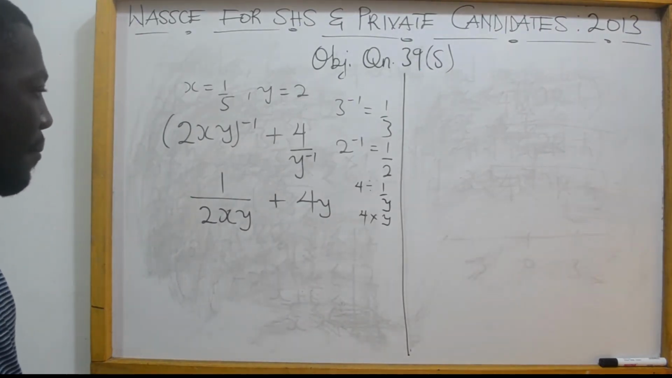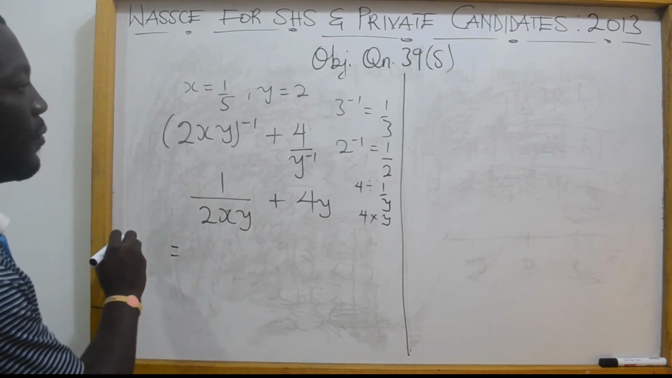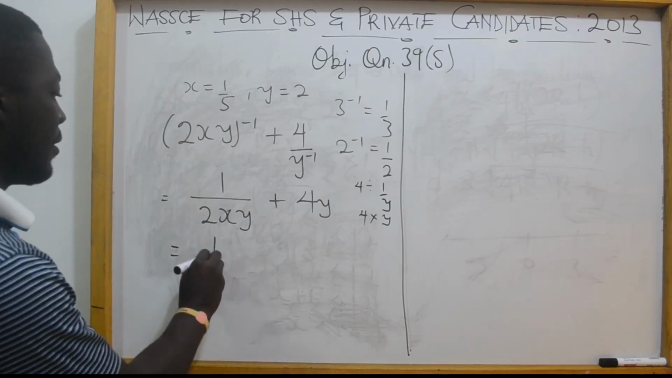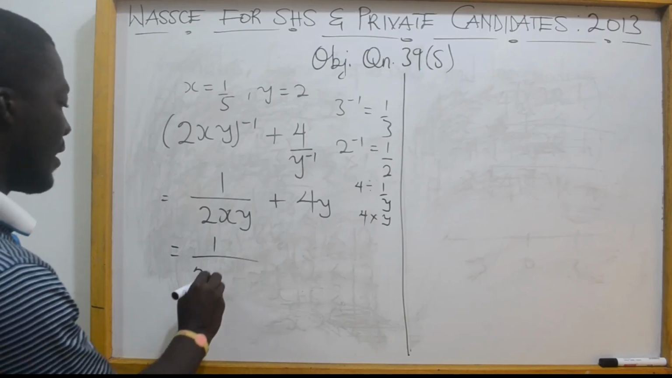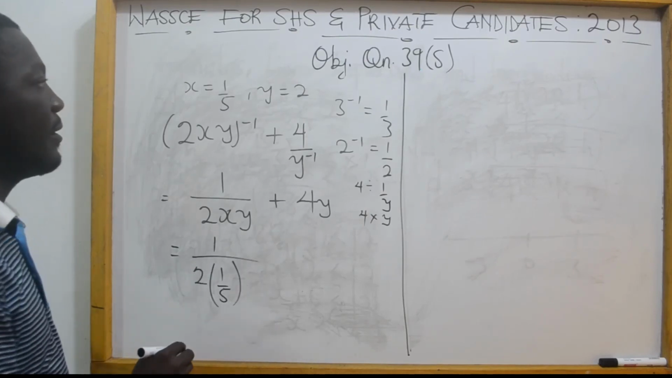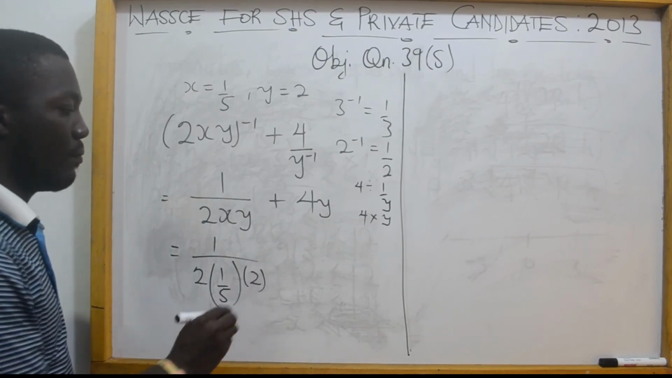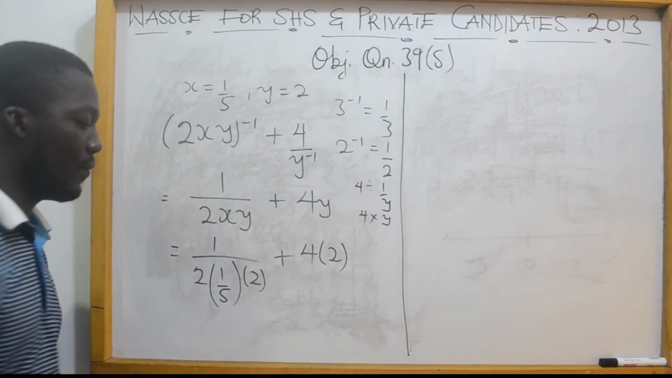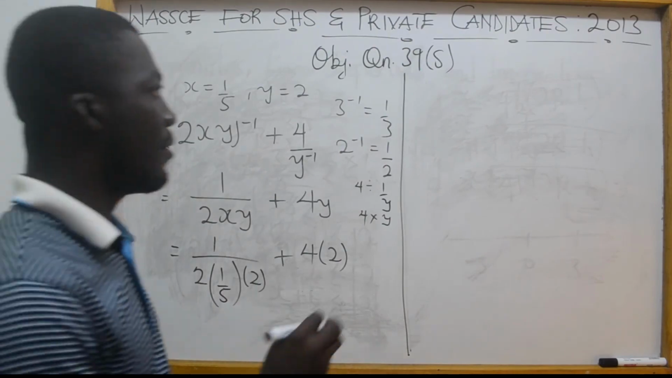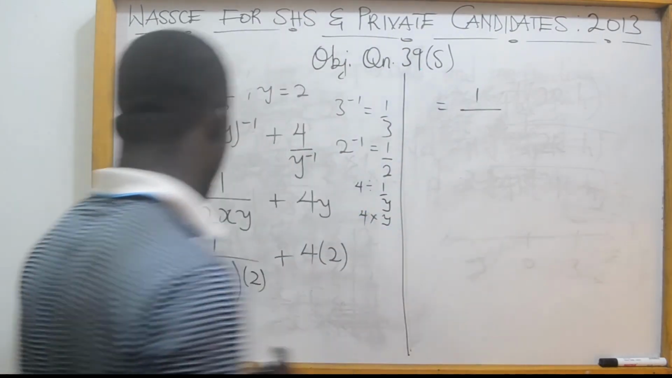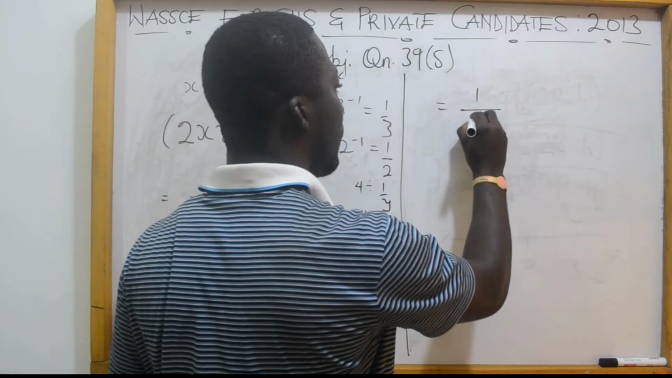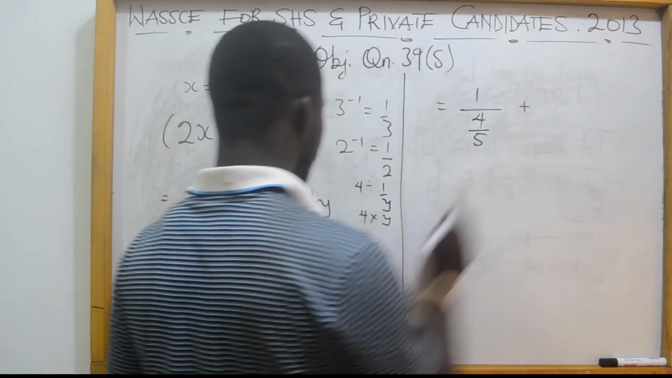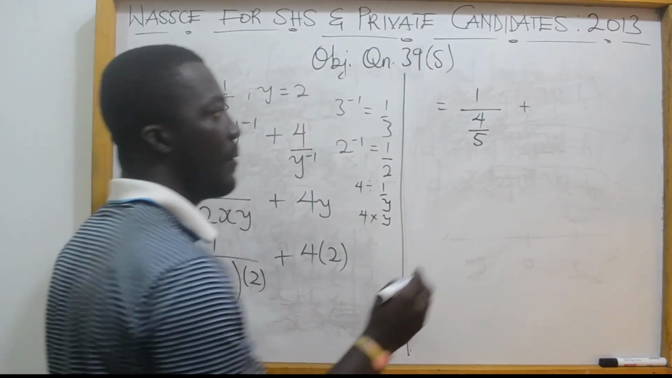To continue, let's do a substitution of the values we were given. 1 over 2, the value for x is 1 out of 5, and that of y is 2, plus 4, y is 2 over there. When we continue, we are going to get 1 out of 2 times 2 is 4, so 4 out of 5. Then plus 4 times 2 is 8.